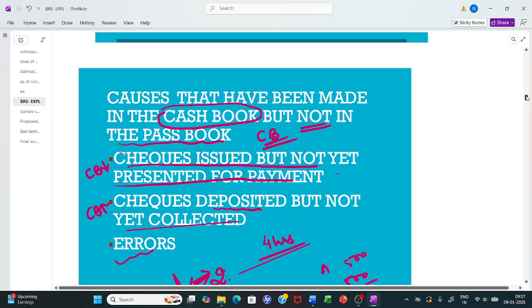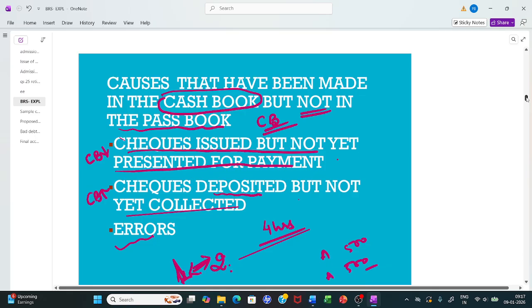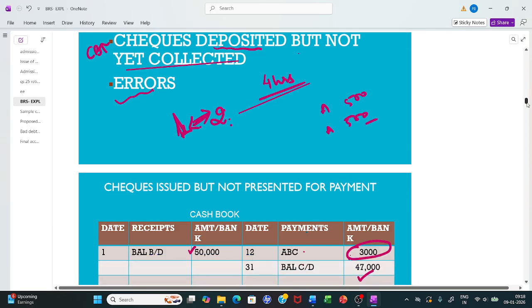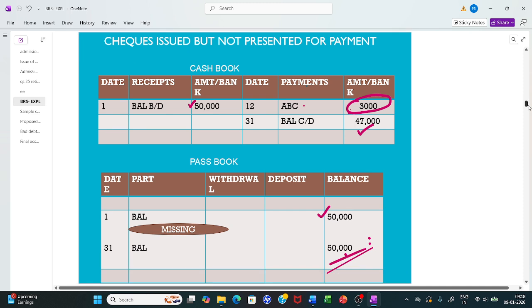Similarly, checks deposited by us but not yet collected. Nowadays it takes 4 days to 4 hours to collect the money, but if you have deposited a check and it has not yet been collected due to any reason, the person has not reached the bank, or there is any issue in the check, or when you deposited it you made the entry in your cash book but the person who was supposed to deposit has made a mistake, has not gone, or has lost it. Any of these reasons could increase your cash book balance but the passbook remains the same. Similarly, errors can take place either on the debit side or credit side, and accordingly it impacts. So let's try to see examples of each.